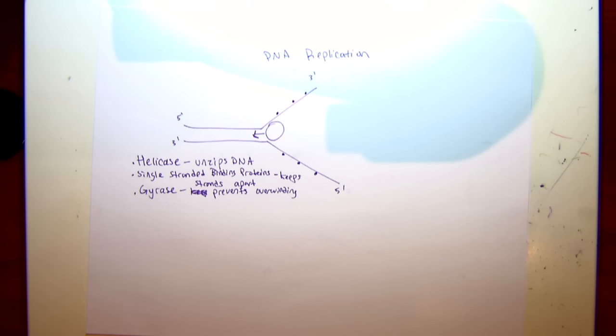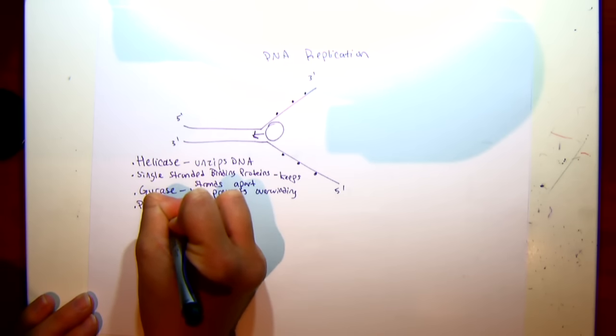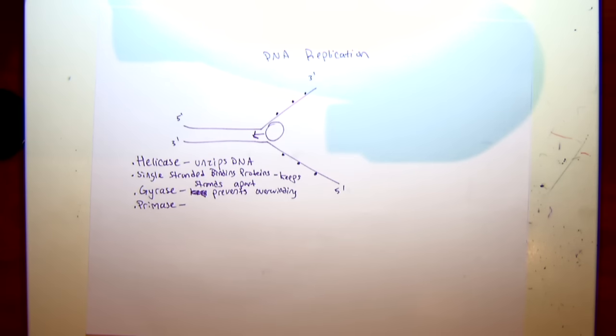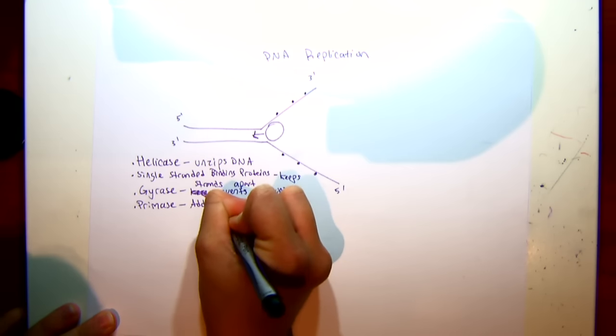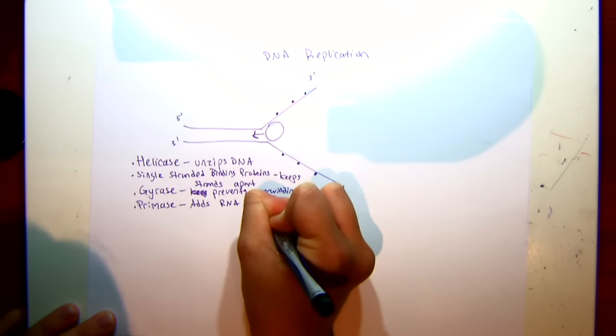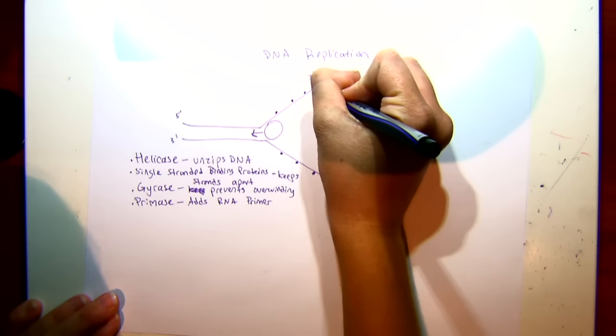So now that our DNA is good, separated, stable, what are we going to do first? What enzyme are we going to use next? We're going to use primase. So what does primase do? Adds the RNA primer. So this will be a 5'.